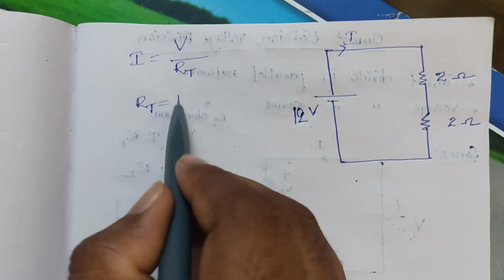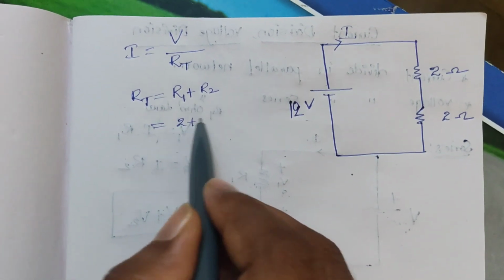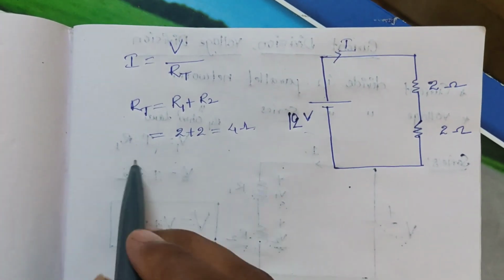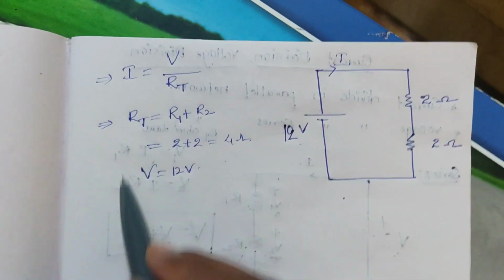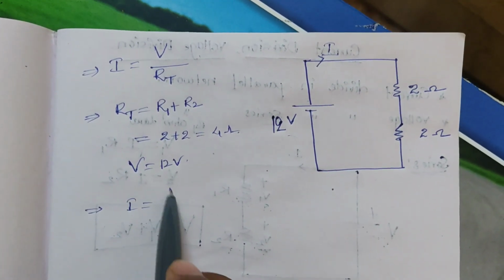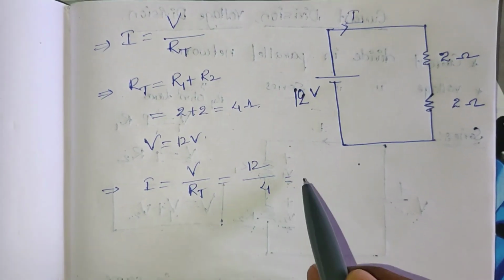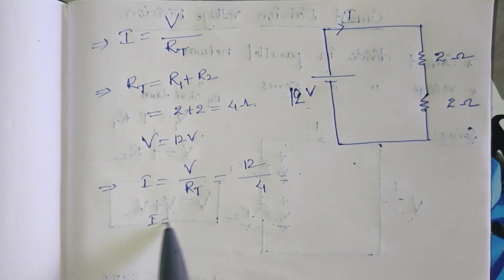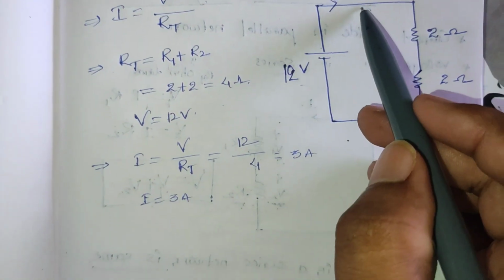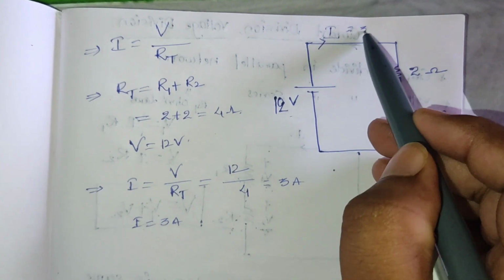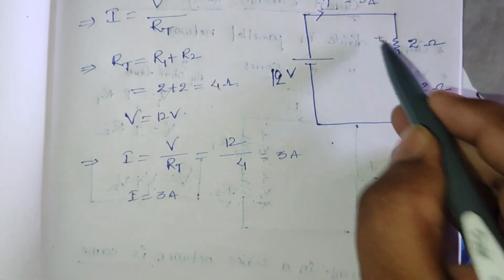RT equals the sum of both the resistors, R1 plus R2, because it is a series combination. That is 2 plus 2, that is 4 ohms. V is nothing but 12 volts. So we can find our current I, which equals the source voltage by the total resistance. 12 by 4, that is 3 amperes. So the current flowing through this circuit is 3 amperes.